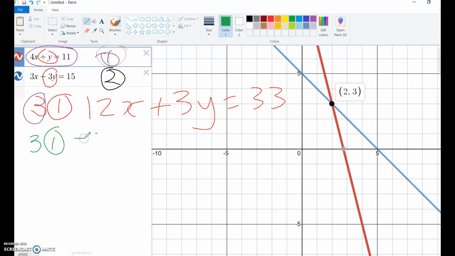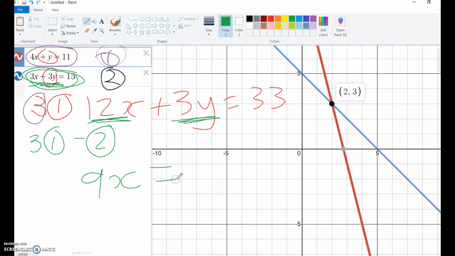minus equation 2. So equation 2 is here. So we've got 12x minus 3x gave us the 9x, and 3y minus the 3y gave us 0, and the 33 minus the 15 gave us the 18. So then we knew that x equaled 2, which is correct, that x value is 2.